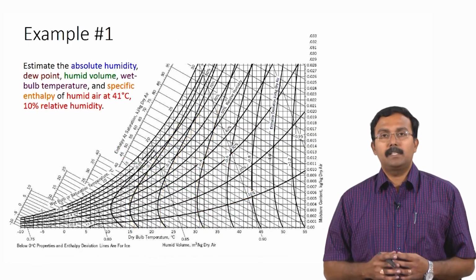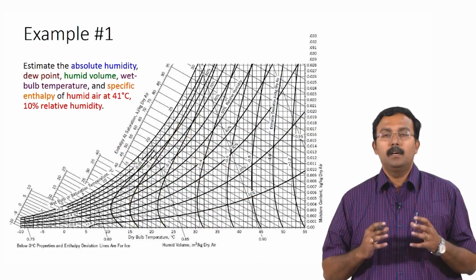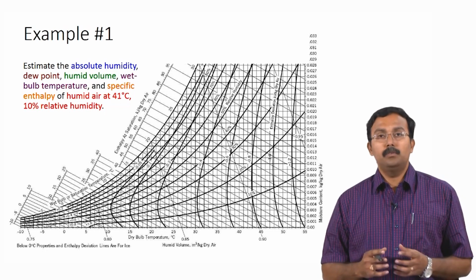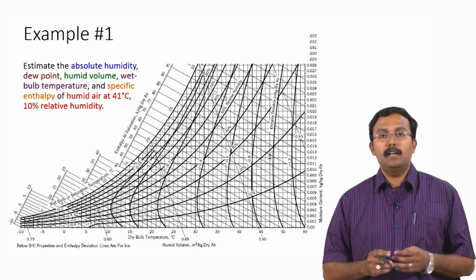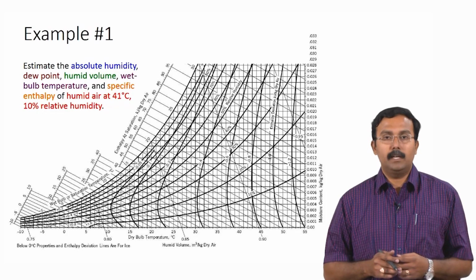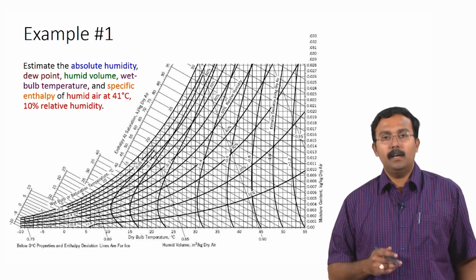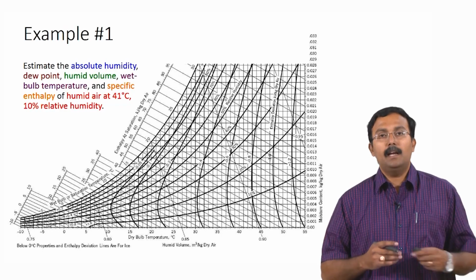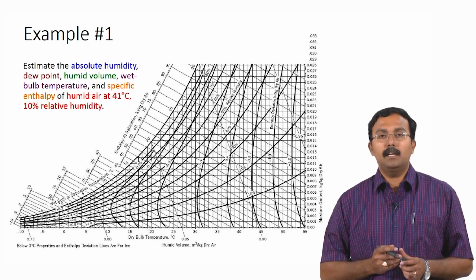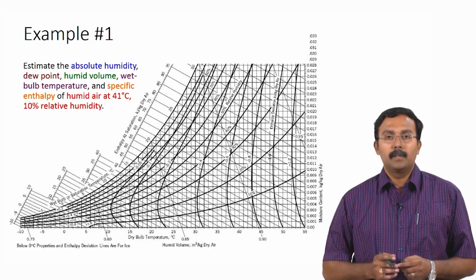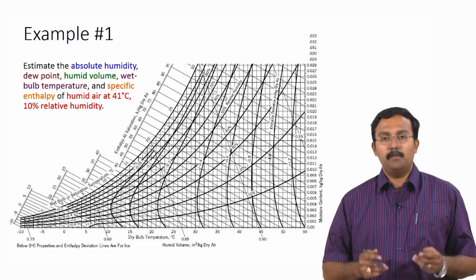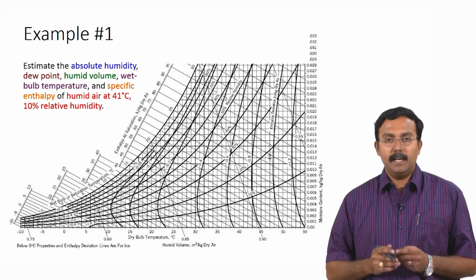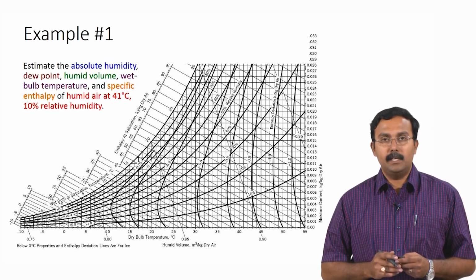Let us look at a couple of example problems which will help us understand how to read these psychrometric charts to get the different parameters that we looked at. So we have been given a condition of 41 degrees Celsius and 10% relative humidity and asked to calculate all the parameters that we had looked at till now. So the first thing we want to calculate is the absolute humidity. For that, let us first identify the points which we are interested in.